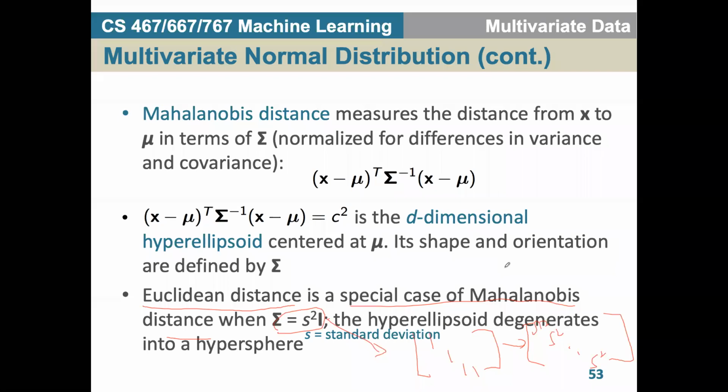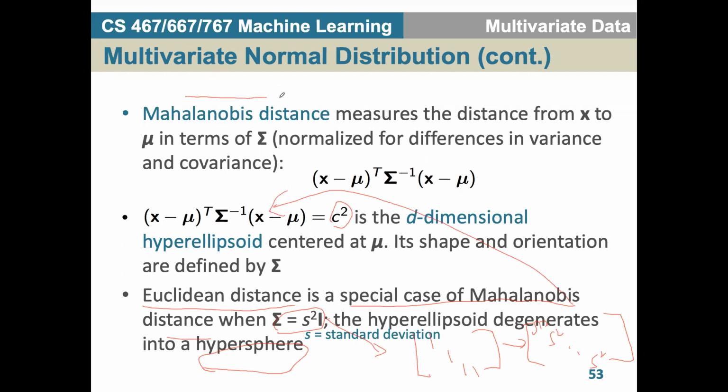Now let's see why it becomes a hypersphere. Hypersphere means a ball, a high-dimensional hyperball shape. A sphere means the surface, because this is exactly the distance from the center. So let's put this thing here. This gives you one row vector, x1 minus mu1, up to xd minus mu d, times this matrix. Only the diagonal entries are non-zero, and then you have a column.